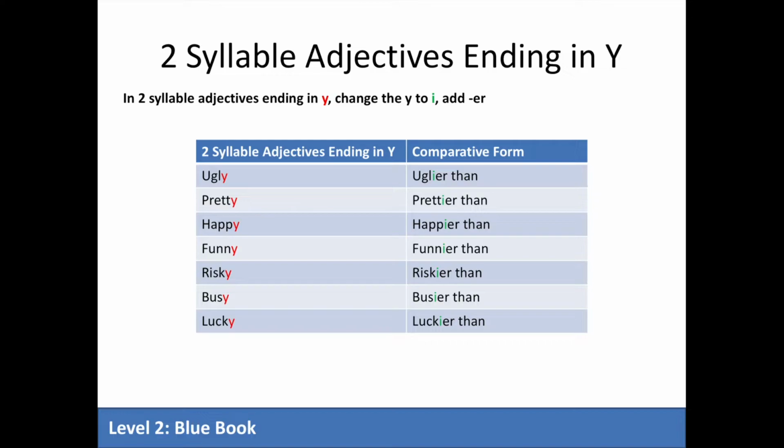If we have a two-syllable adjective that ends in Y, you have to drop the Y, change to I, and add ER to form the comparative. Here you have a long list of two-syllable adjectives that end in Y. Pause the video, take a moment to review their comparative forms. Practice writing some sentences using them in a comparative.